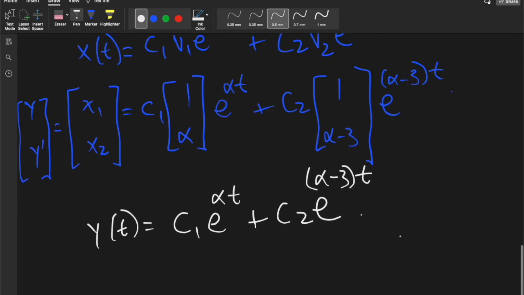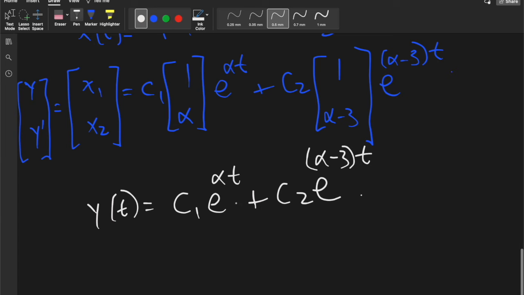And just a side note before we move ahead here, if we take the derivative of our y(t), we should get our second row here, and we see that we do. A derivative of c1 e to the alpha t would be c1 e to the alpha t times alpha, which is what we have here. And then c2 e to the (alpha minus 3)t would be c2 e to the (alpha minus 3)t times (alpha minus 3), which we have here.